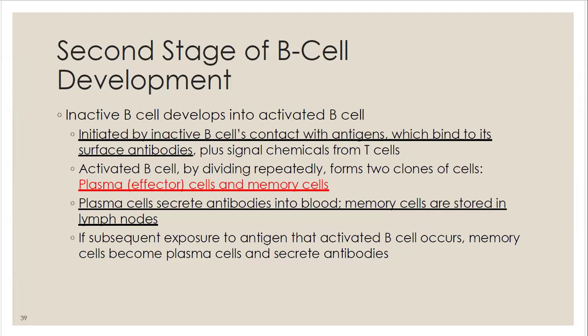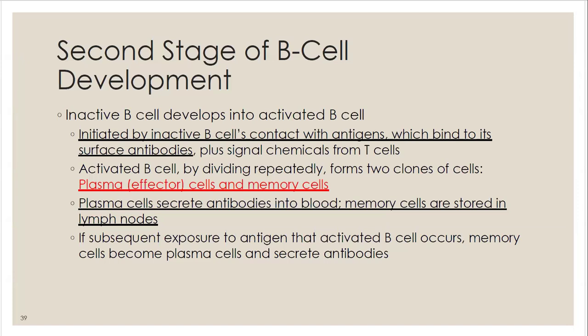Then you have your clonal expansion. Once activated, the B cell begins dividing rapidly to produce two types of cells: your plasma or effector cells and your memory cells. The plasma or effector cells secrete large quantities of antibodies into the bloodstream, neutralizing antigens and marking pathogens for destruction.